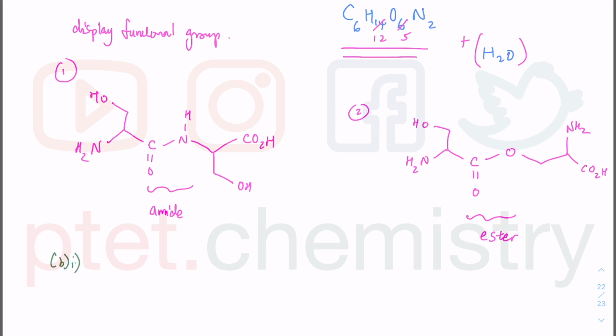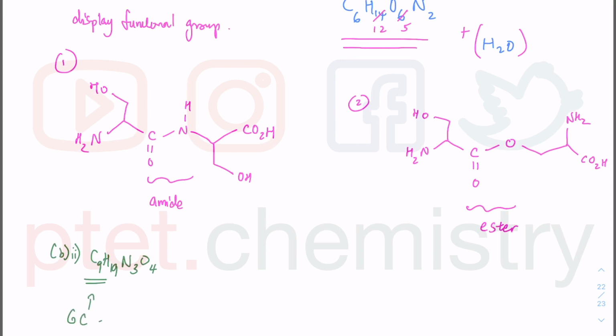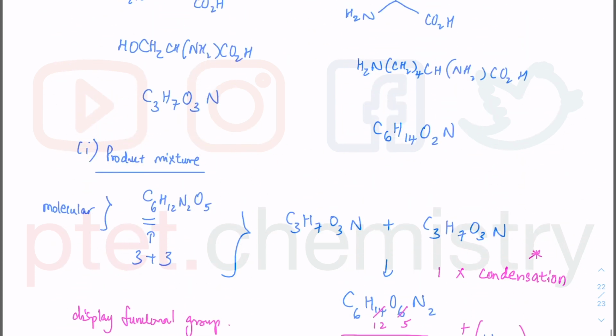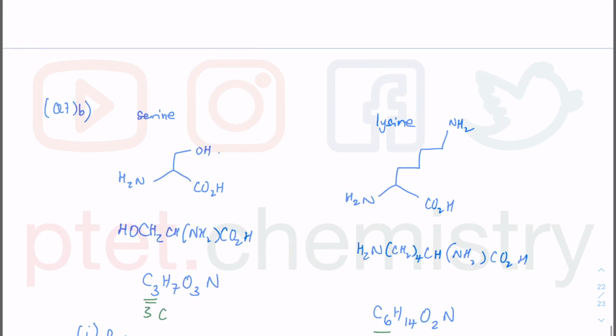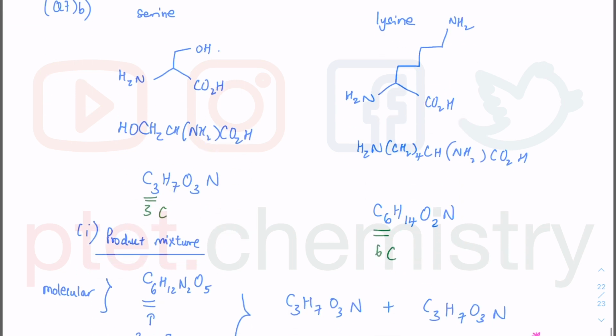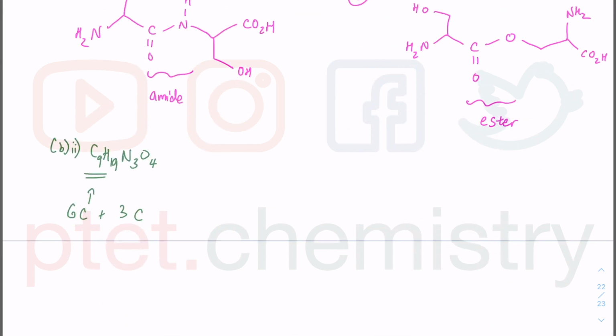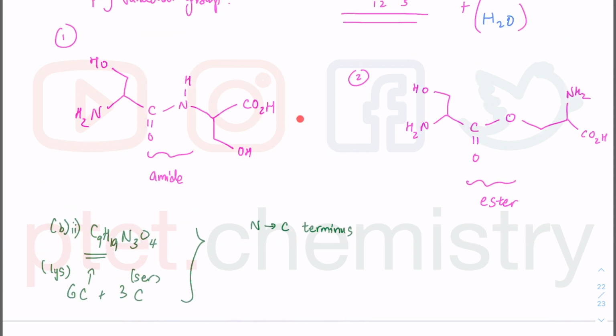Okay, so this is B part 2. Now I have C9, H19, N3 and O4. If I have C9, it must be 6 carbon plus 3 carbon. Remember just now, 6 carbon, and this is 3 carbon. So the 3 carbon was serine, and the lysine was 6 carbon. So remember, you could go from N to C terminus, so H2N there and CO2H there.